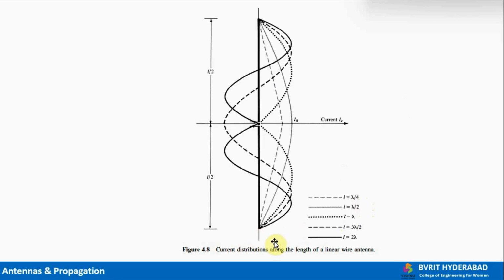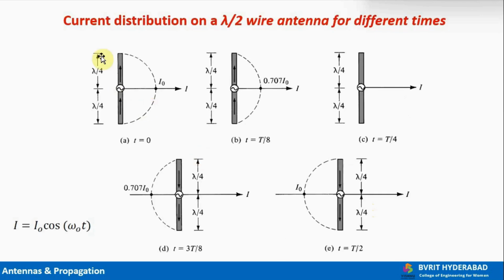The current distribution on a half wavelength dipole is shown at different times by considering the sinusoidal nature of the currents. The distribution of currents has been assumed for the given sinusoidal function I as I naught into cos omega naught t, with omega naught equal to 2 pi by T. The different time instants can be substituted in the sinusoidal function. This is how the current distributions over linear dipoles is explained.